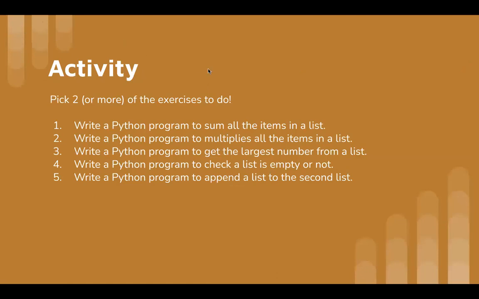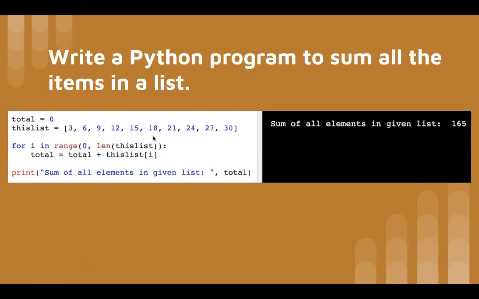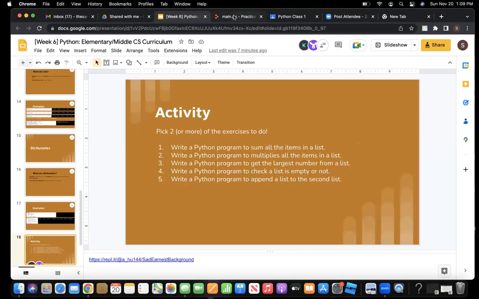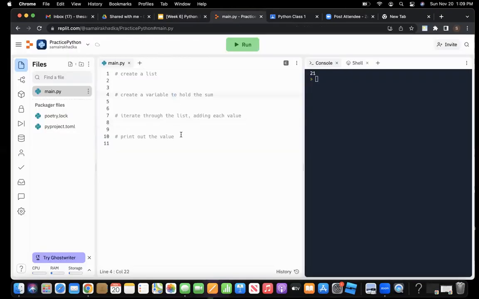So we're going to start with an activity. I'll do the first two, where the first one is write a Python program to sum all the items in a list. So we're going to do that right about now. In order to sum everything up, we're going to first create a list, and then create a variable to hold the sum. Then we're going to iterate through each item in the list and add each value to that variable that we created earlier. And then lastly, we're going to print out the value.